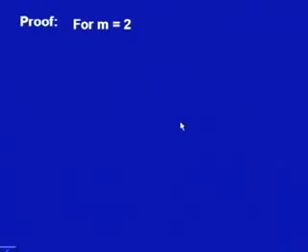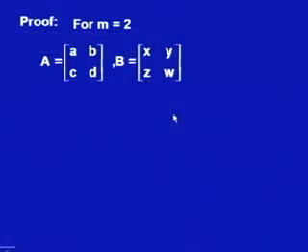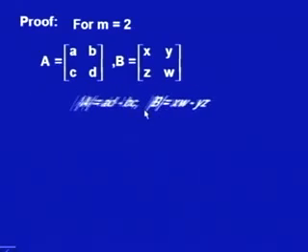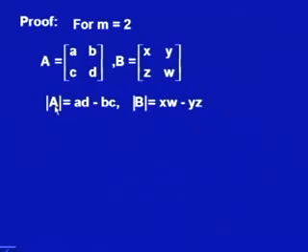Now, to prove this, the proof of this property is really very complex. I will first try to prove it for m equal to 2. So, for m equal to 2, let us consider two square matrices of order 2, A as A, B, C, D and B as X, Y, Z, W. Then determinant A is equal to AD minus BC, while determinant B is XW minus YZ.